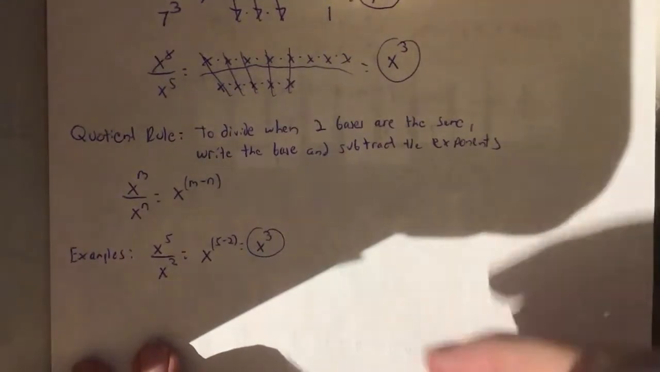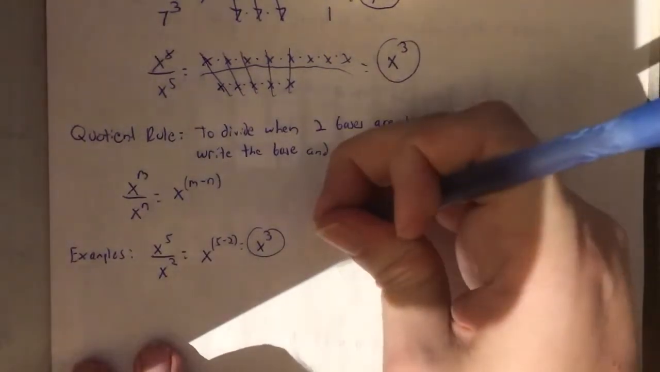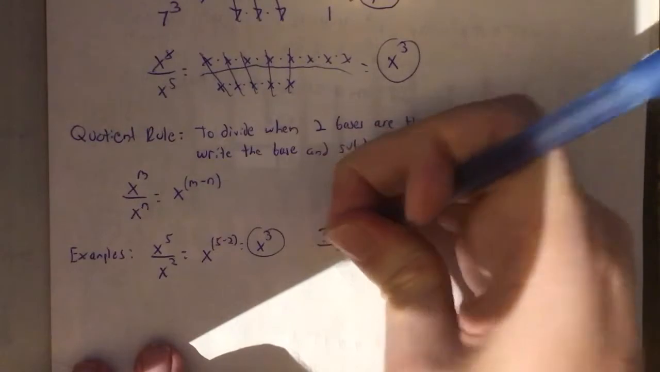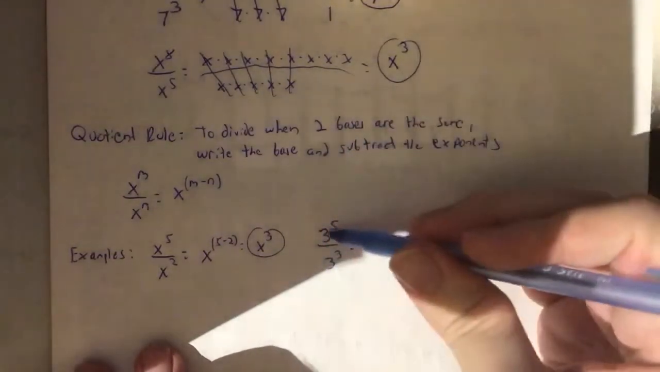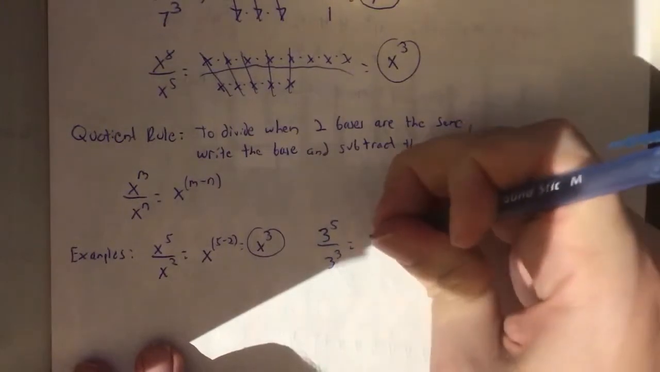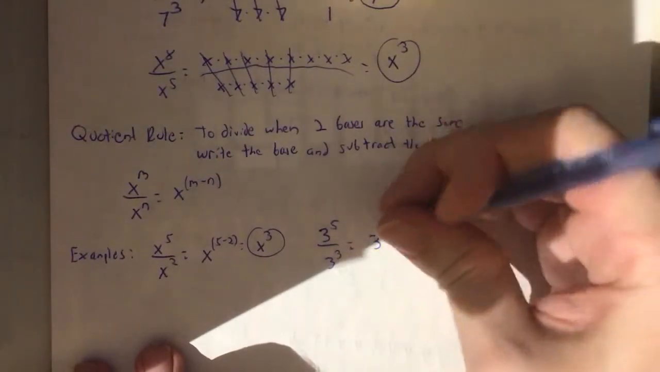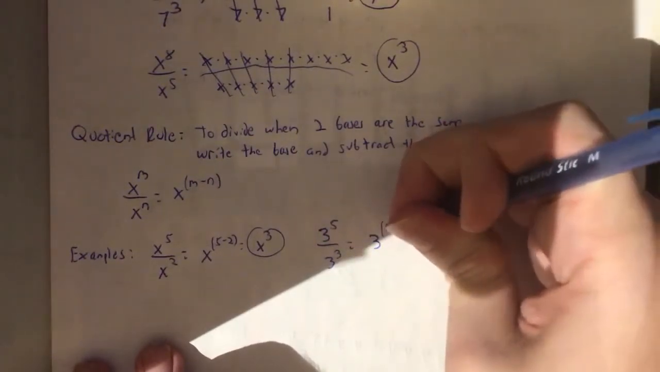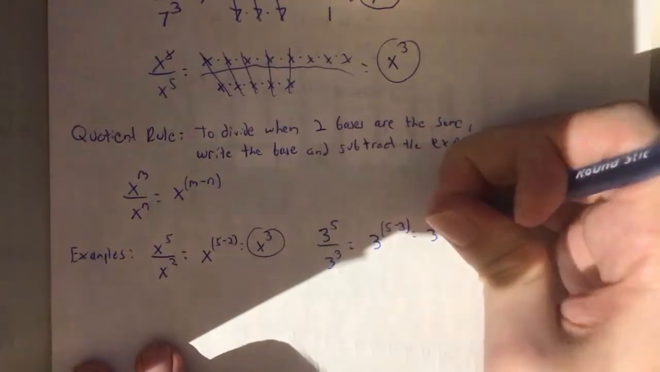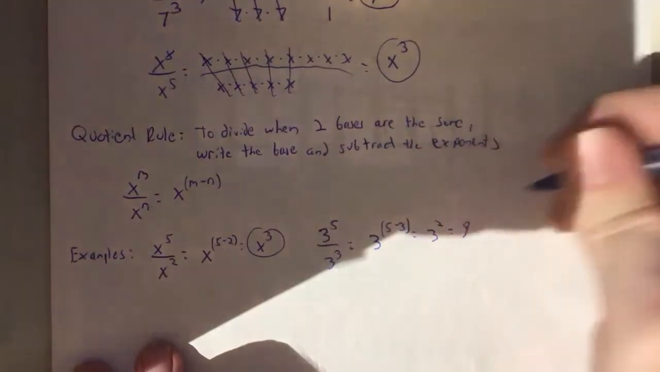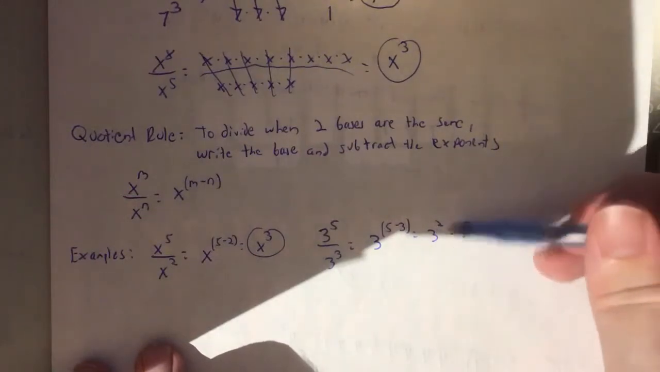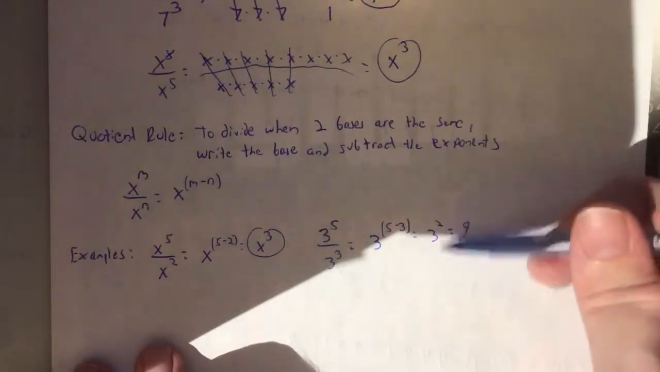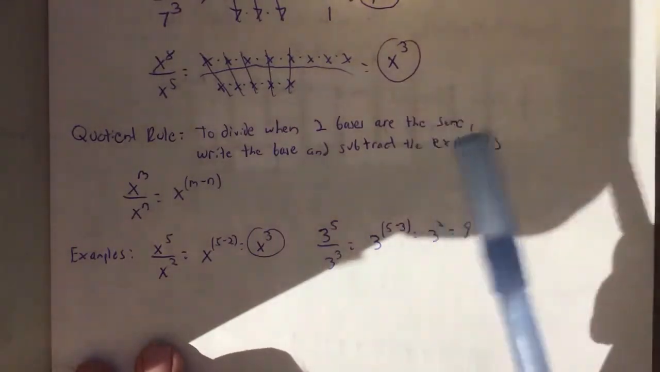Second one. Let's do 3 to the 5th over 3 cubed. Again, bases match. Write the base. It's division, so I subtract the exponents. 5 minus 3, that's 3 to the 2nd power, which also could be written as 9. Exponential form, standard form, it will let you know which form it wants you to write it in. Either one's correct.